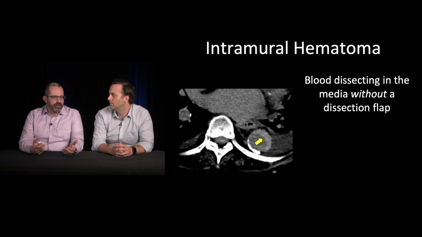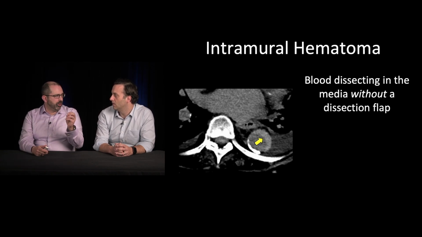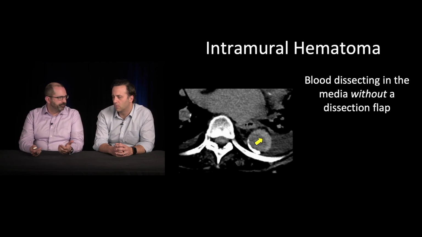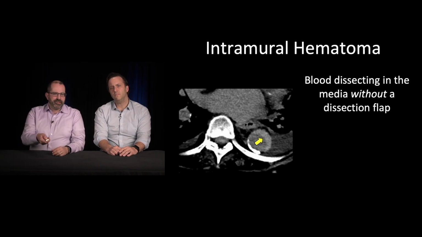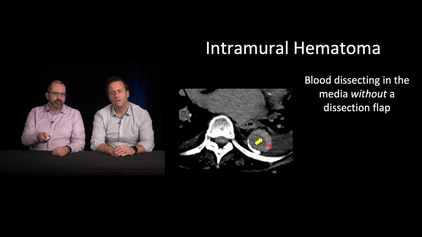There are differing hypotheses as to where this comes from. A lot of people think it's from a ruptured vasa vasorum, which is the blood supplied to the aortic wall itself. Other people think it's just a small flap that we're not seeing. But the reality is we treat it like a dissection. It shows up very often as this hyperdensity within the wall. This one's actually a fairly decent sized one. This is a non-con study, and we're seeing this bright blood here in the wall.